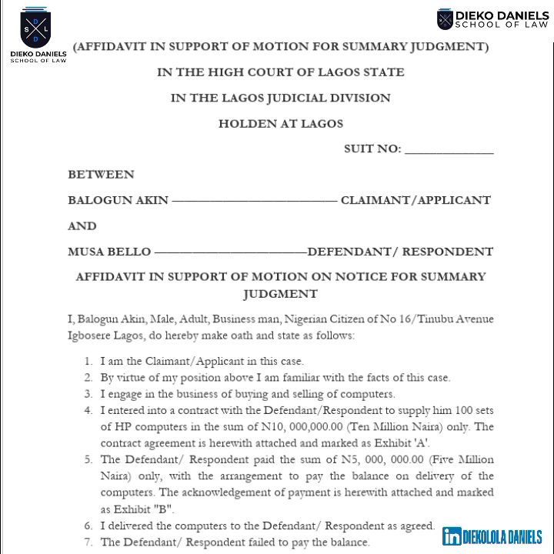Another thing that you have to learn in drafting is: the contract agreement is herewith attached and marked Exhibit A. That is extremely important. When you have stated a thing that you want to rely upon, and there is evidence about that thing that you have stated in your affidavit, you must say that it is herewith attached. Right? It is herewith attached and marked Exhibit what? Do you understand? Now, in this case, he is telling us that he entered into a contract with the defendant to supply him 100 sets of computers in the sum of 10 million, and the 10 million naira must also be written in words and figures.